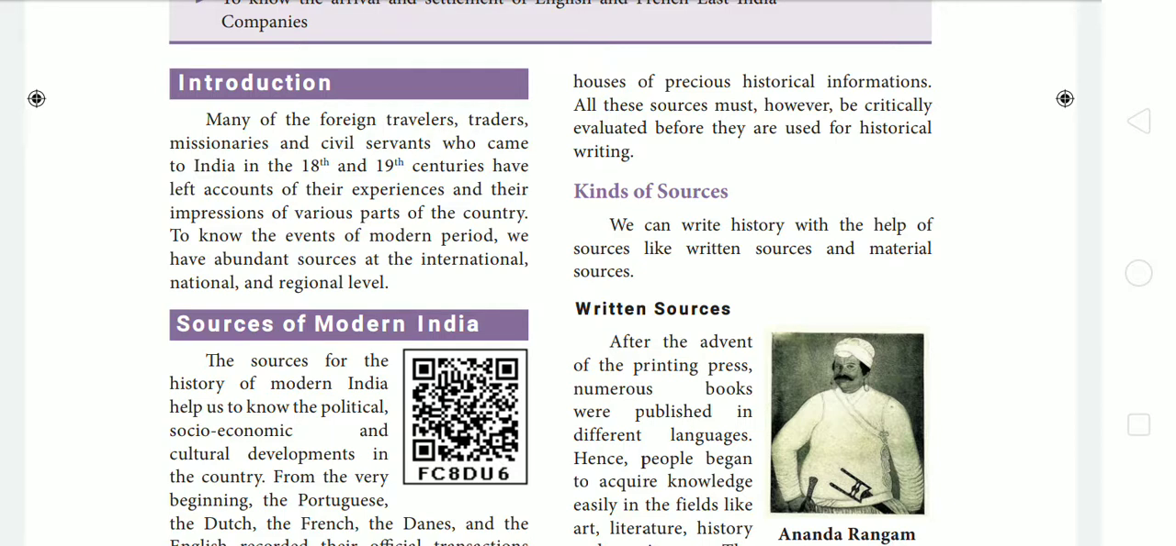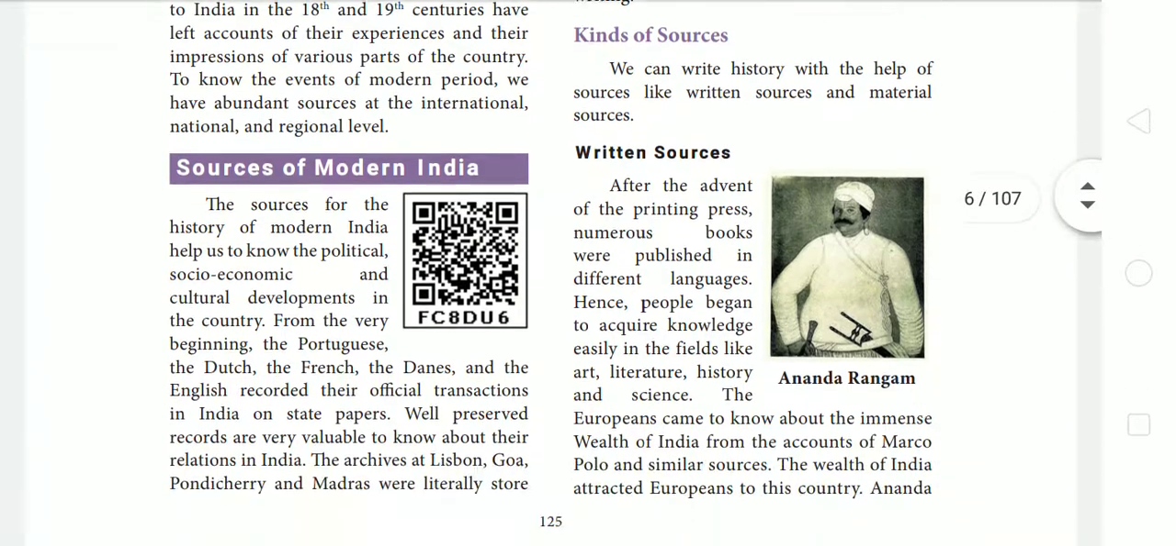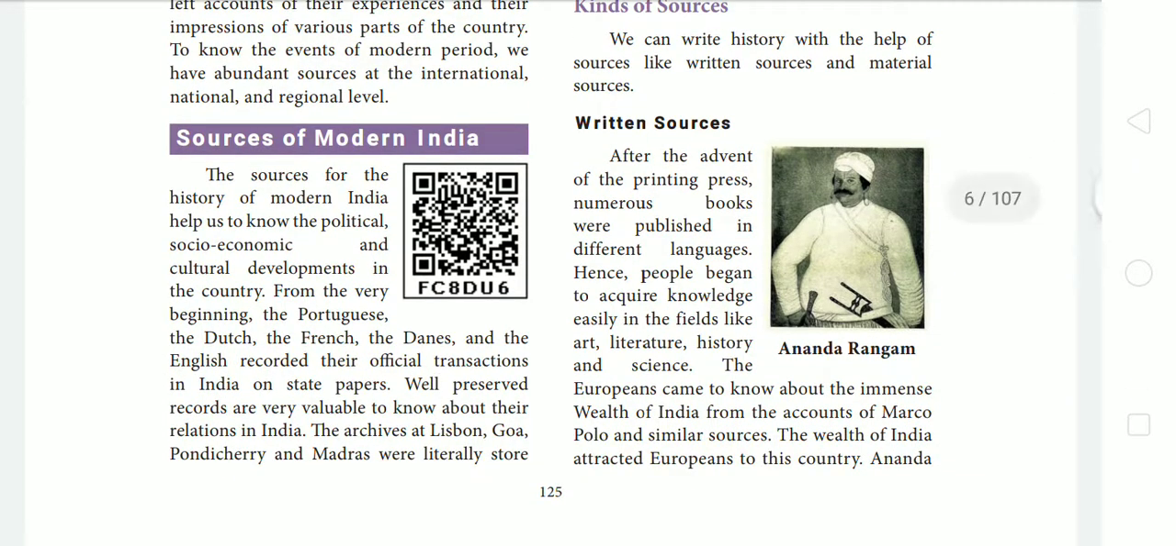First, kinds of sources. There are two kinds of sources. What are they? They are written sources and material sources. So what are the two kinds of sources? Written sources and material sources. First we are going to see the written sources.